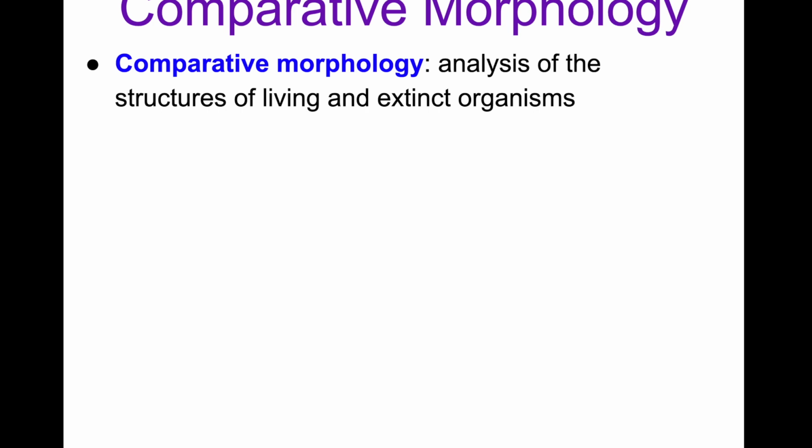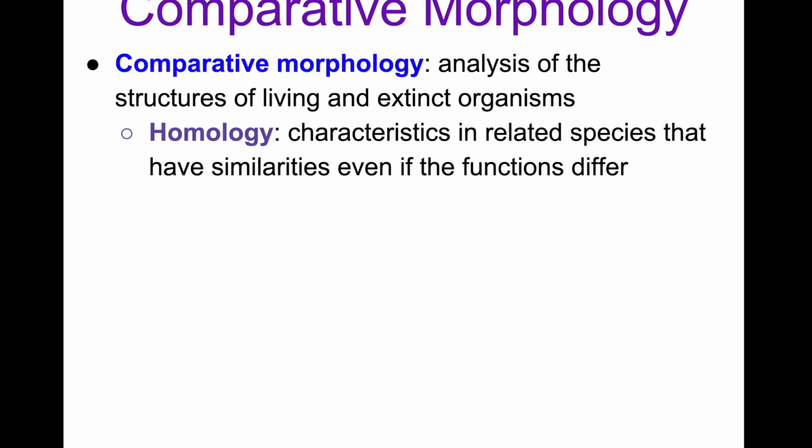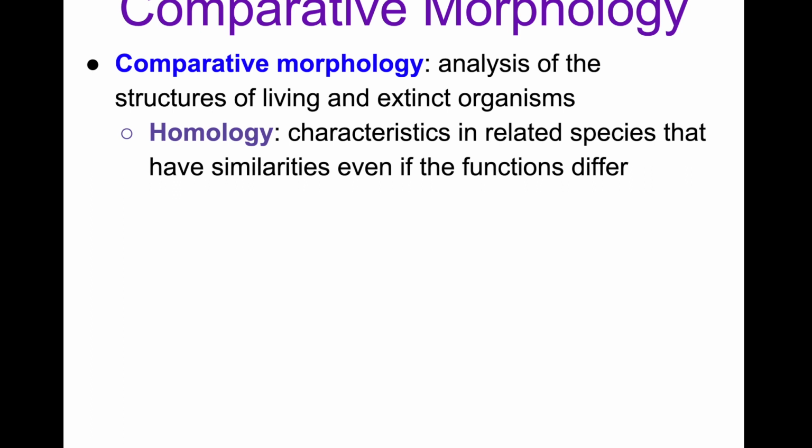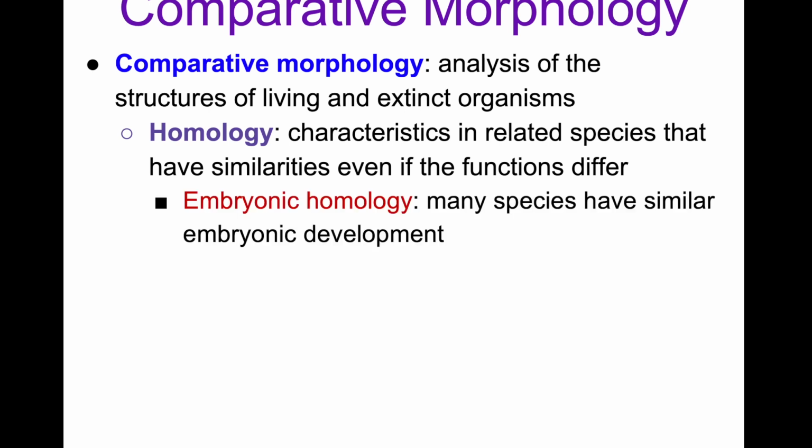Let's talk a little comparative morphology. So it's the analysis of structures of living and extinct organisms. And what we find is that there's a lot of homology, right? So these are characteristics in related species that have similarities even if their functions differ. So an example of homology here is like fish all have gills, right?